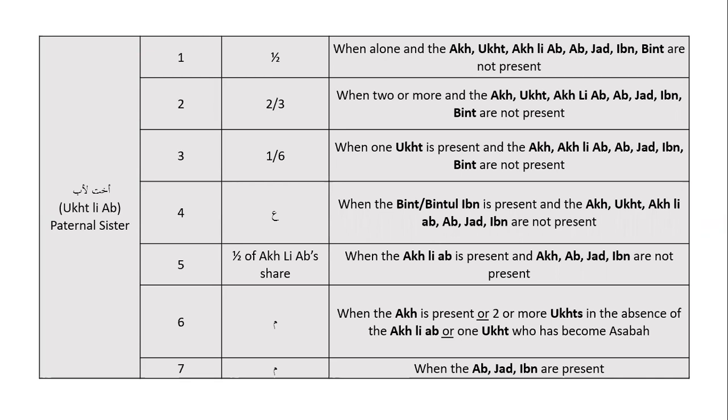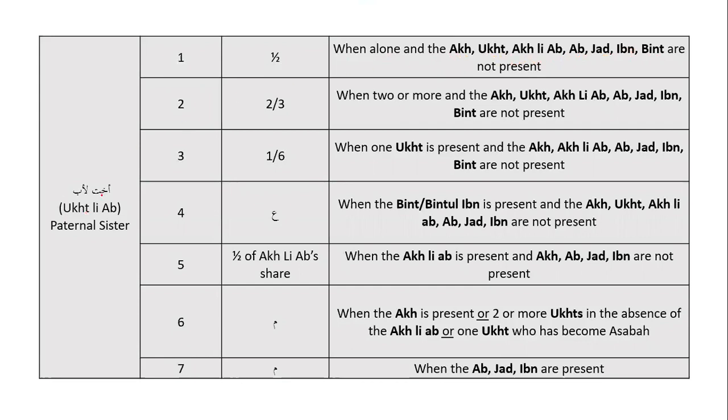So when two individuals have the same father but different mothers. And the Ukht li'ab has 7 conditions altogether. Condition number 1 reads, when alone, and the Akh, Ukht, Akh li'ab, Ab, Jad, Ibn, Bint are not present.